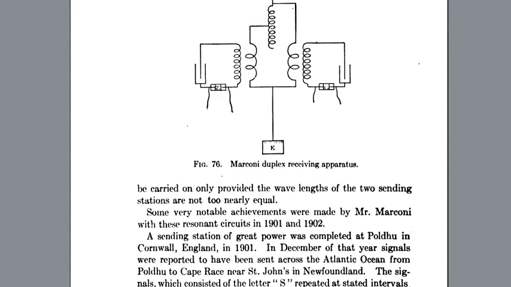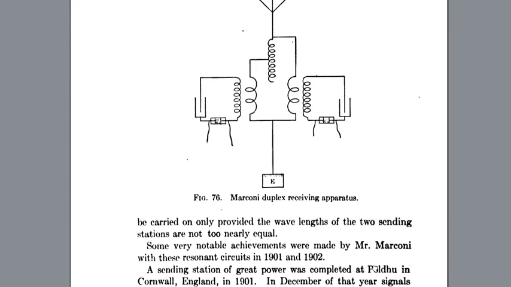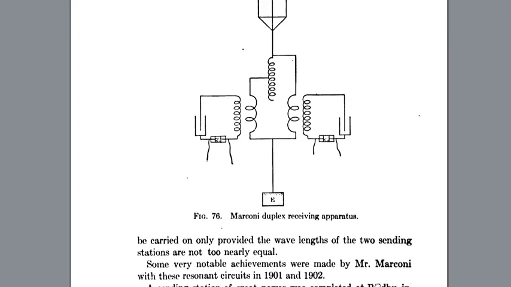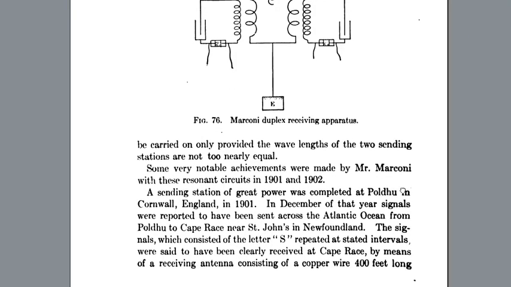This duplex wireless telegraphy can be carried on only provided the wavelengths of the two sending stations are not too nearly equal. Some very notable achievements were made by Mr. Marconi with these resonant circuits in 1901 and 1902. A sending station of great power was completed at Poldhu in Cornwall, England in 1901. In December of that year, signals were reported to have been sent across the Atlantic Ocean from Poldhu to Cape Race near St. John's in Newfoundland.